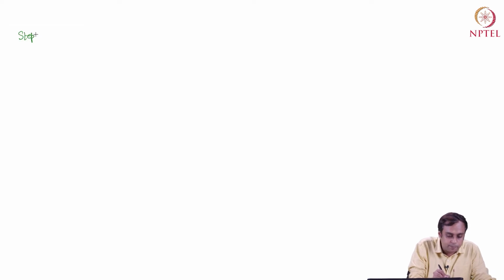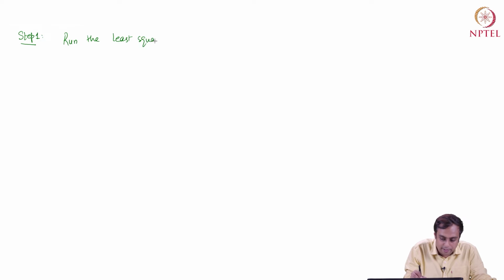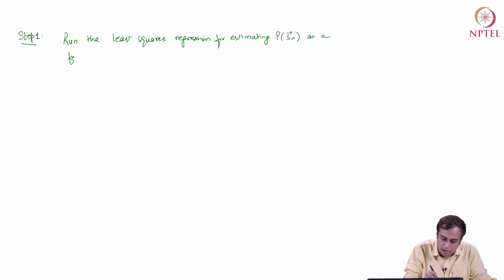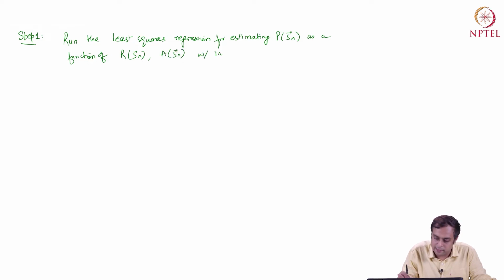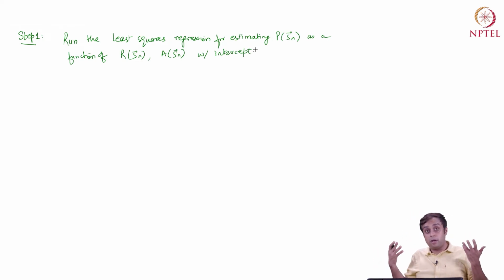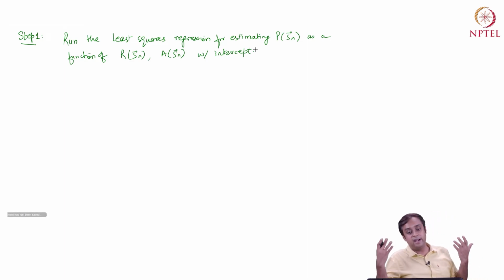So step 1. Step 1 is run the least squares regression for estimating the price P(s_n) as a function of R(s_n) and A(s_n) with intercept. We don't know omega, so we can't really evaluate beta hat GLS. So all we are left with is beta hat LS.